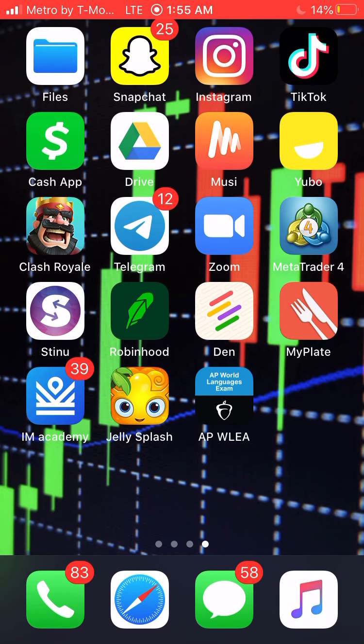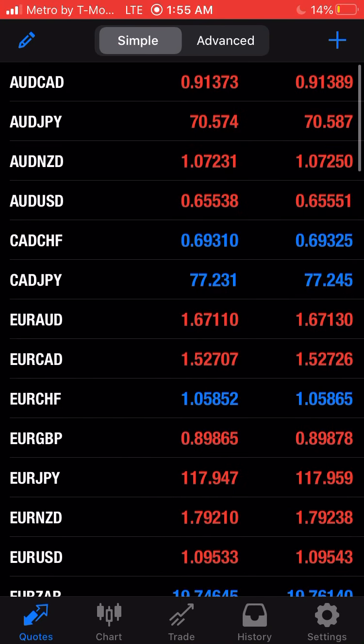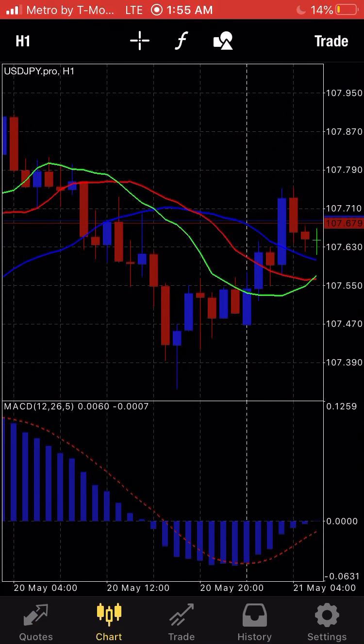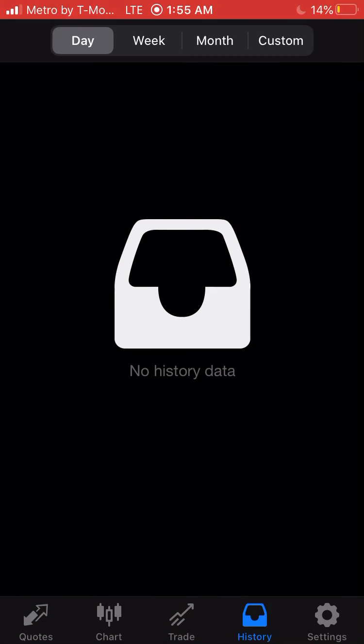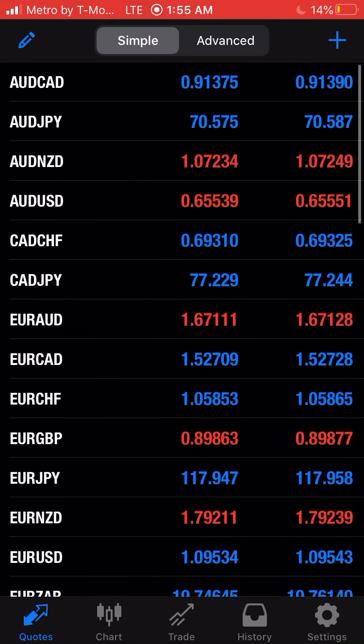So my brokerage is called the Metatrader 4, and the Metatrader 4 has 5 sections. We have the quotes section, the charts, trade, history, and settings. It's simple. So let's start off with this quotes page.